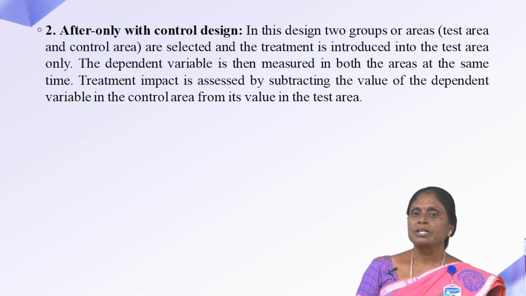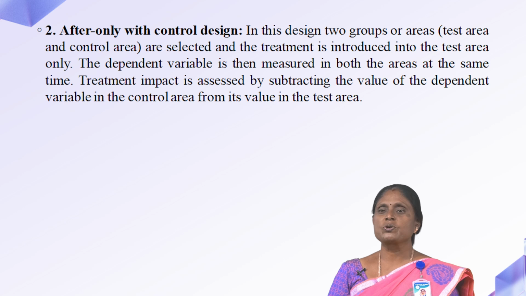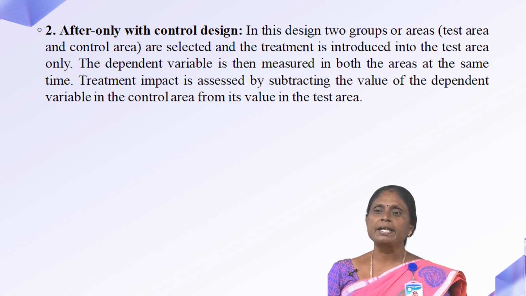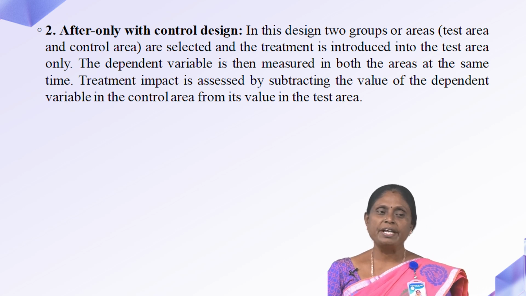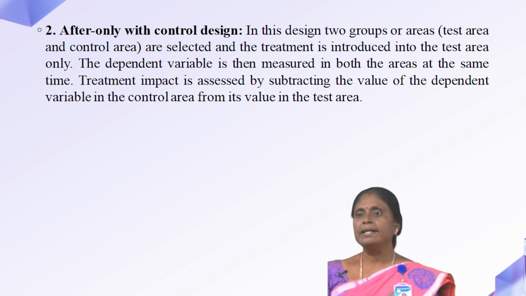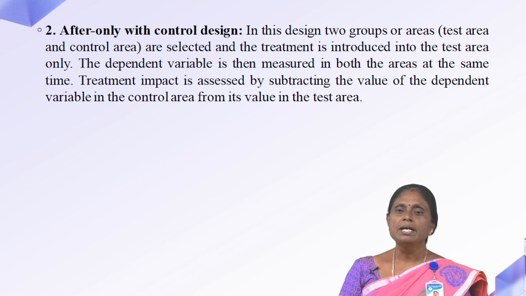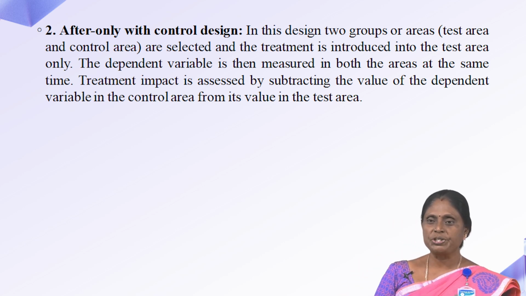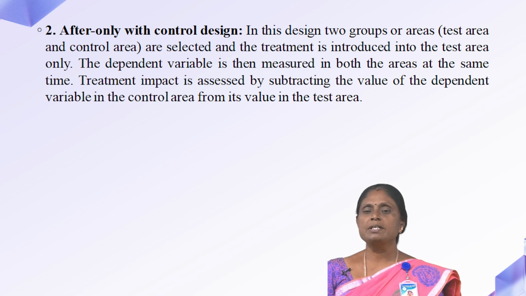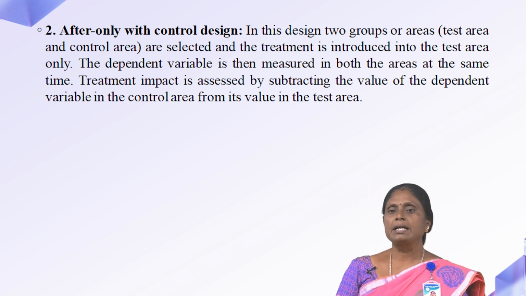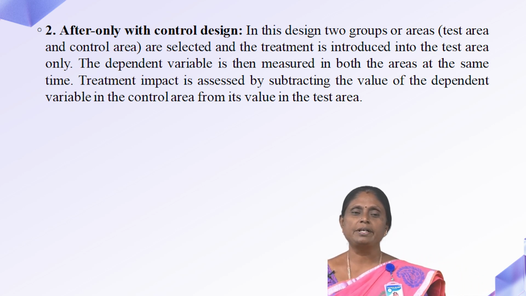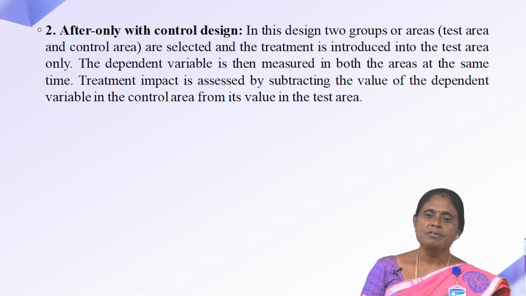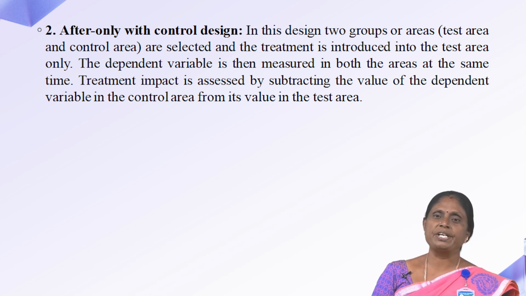See, before and after with control design. In this design, two areas are selected and the dependent variable is measured in both the areas for an identical time period before the treatment. The treatment is then introduced into the test area only, and the dependent variable is measured in both areas for an identical time period after the introduction of treatment. So the treatment effect is determined by subtracting the change in the dependent variable in the control area from the change in the dependent variable in the test area.